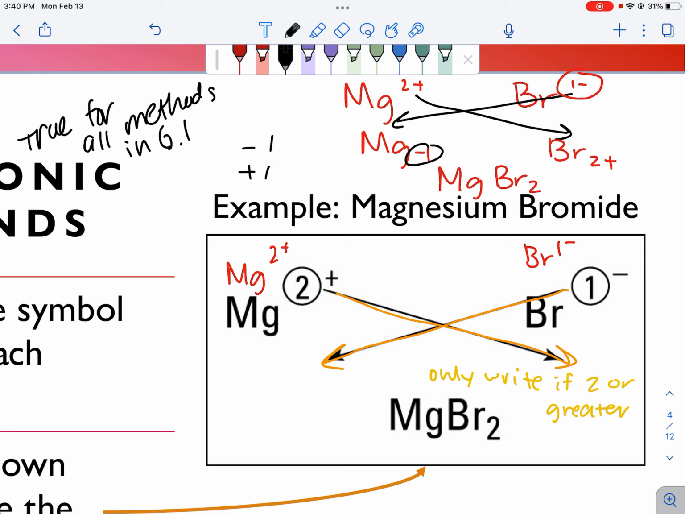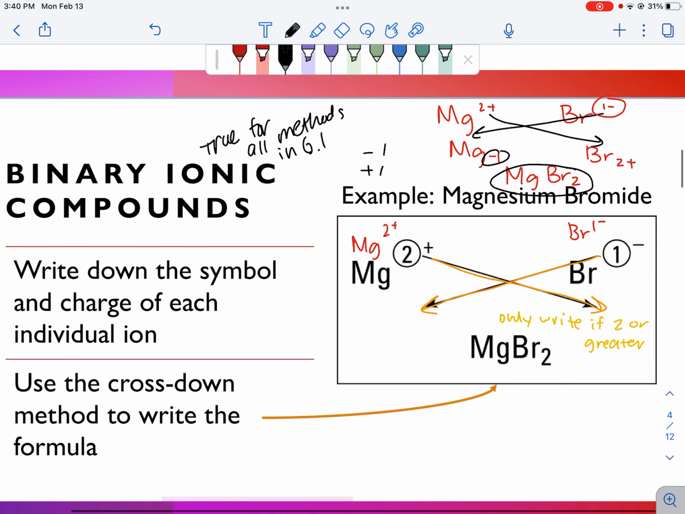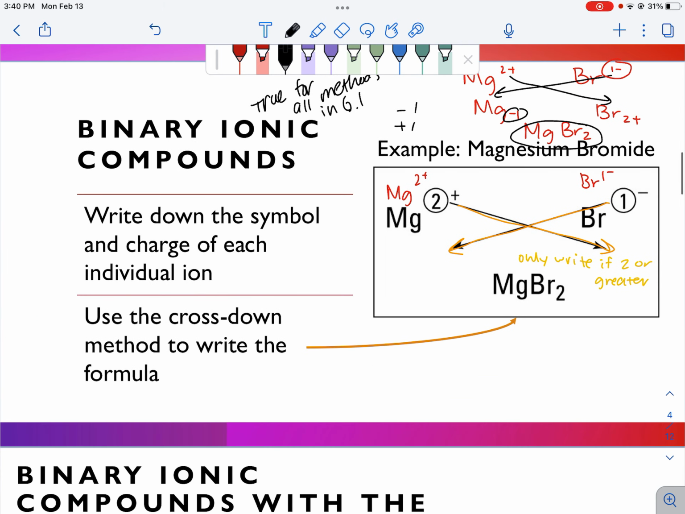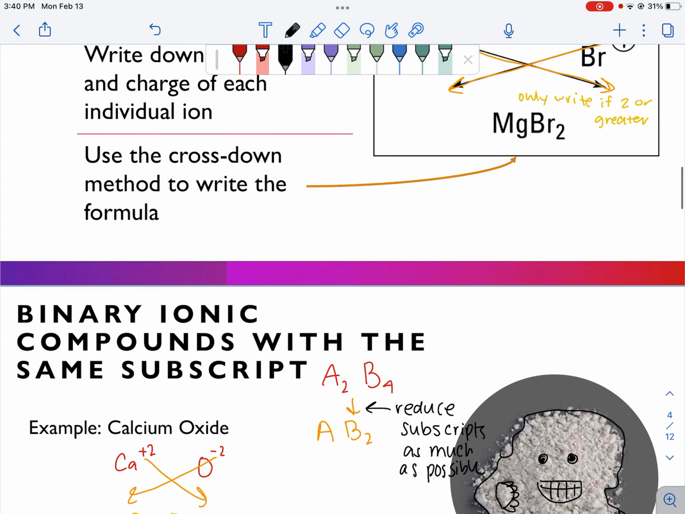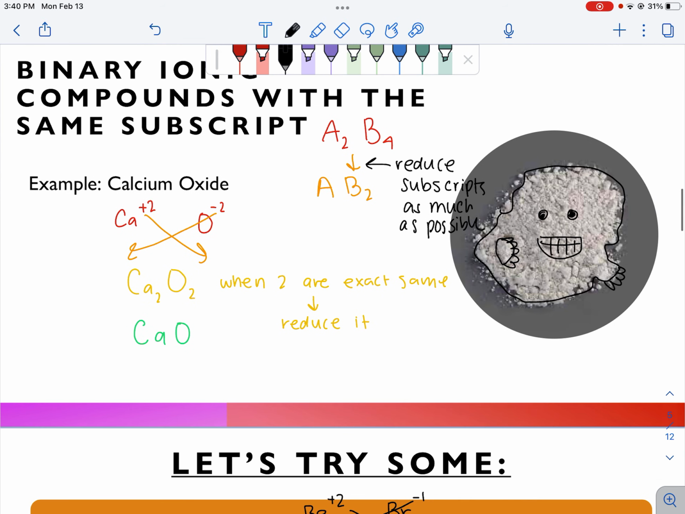We only write it if it's 2 or greater than 2, okay? So that means this is a finite answer because -1, it disappears. Just think of that. -1 in the answer, it will always disappear, right? So this is called the cross-down method, and it's similar in almost every circumstance. Okay, here's another addition we have to remember.